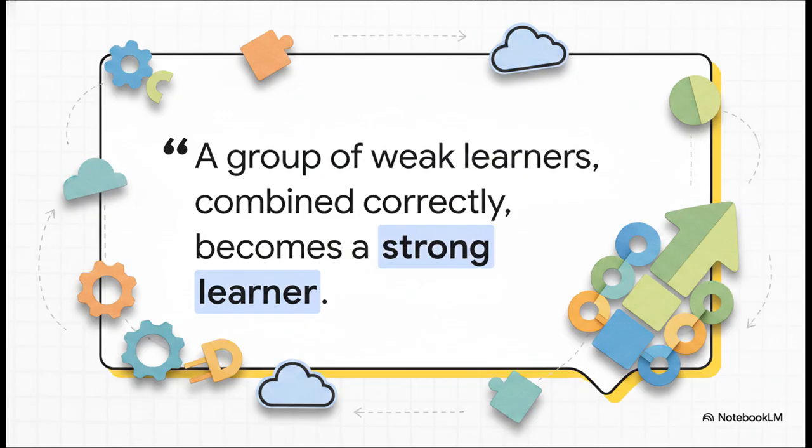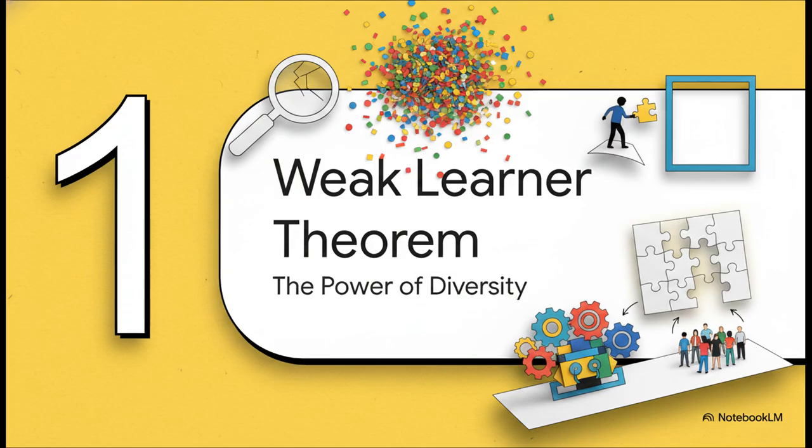A group of weak learners combined correctly becomes a strong learner. Now, listen closely to this next part. This is not a metaphor. It is a mathematical theorem. The magic of ensemble methods isn't just some clever analogy about the power of teamwork. It's a mathematical certainty that actually underpins most modern production-grade machine learning systems. So, Section 1, the weak learner theorem and the power of diversity.